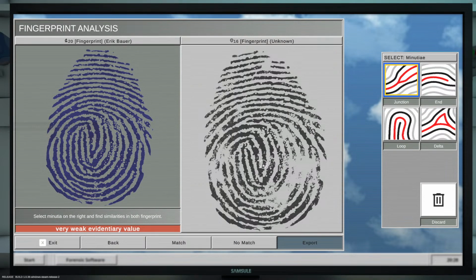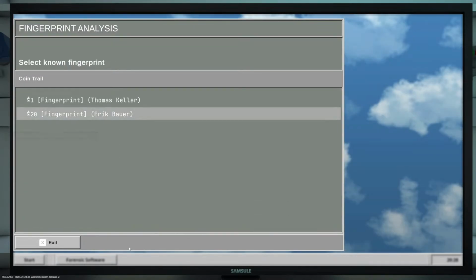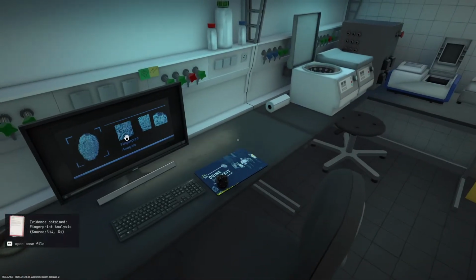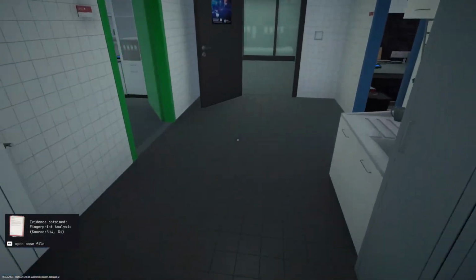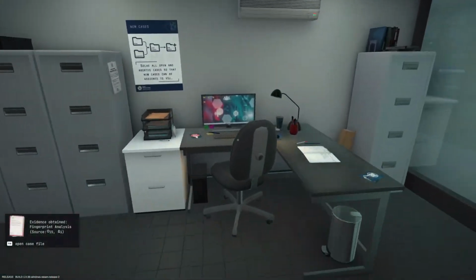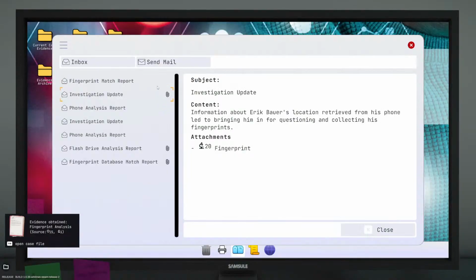Let's go ahead and match this last one. And then we'll report our findings. And it probably should be the end, unless something new comes in. There we go. Let's go ahead and email these over.